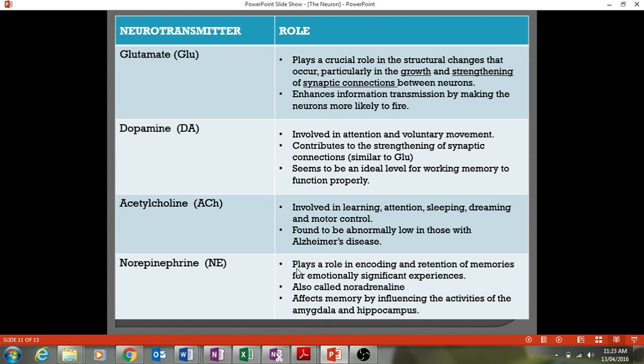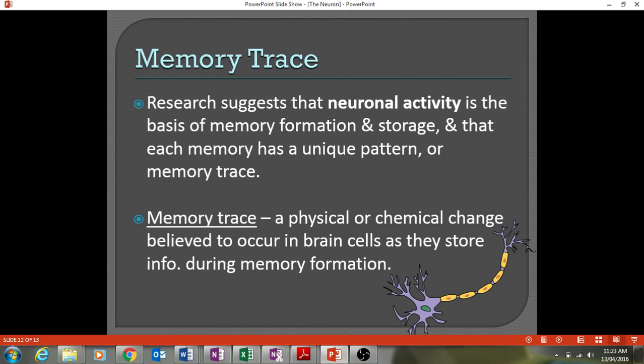And lastly, norepinephrine has been found to play a crucial role in encoding and retention of memories, especially for emotional experiences. It can also be called noradrenaline, and affects memory by influencing the activity of the amygdala and the hippocampus, and we're going to look at them later in this series as well. So definitely know these as examples of neurotransmitters involved in memory formation.